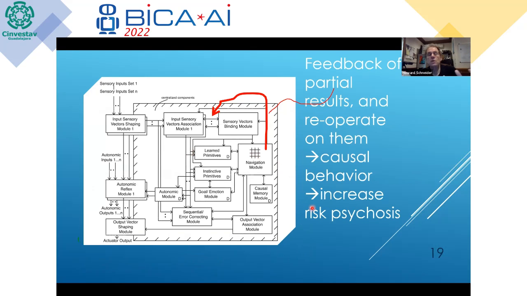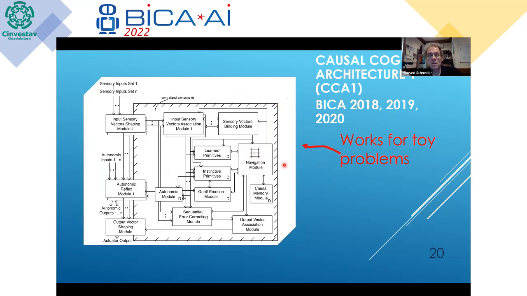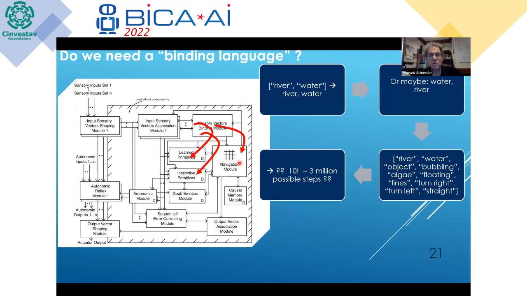So what am I doing? I'm not using PyTorch. I'm not using if-then statements. By feeding back these pathways, this wonderful property, causality, emerges from this system. Then it worked for toy problems. There were other problems. I presented this at a previous year's BICA conference.